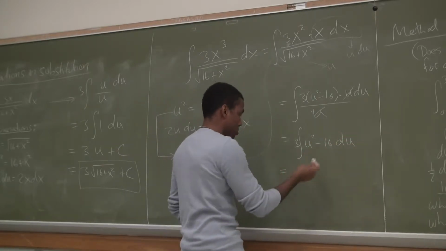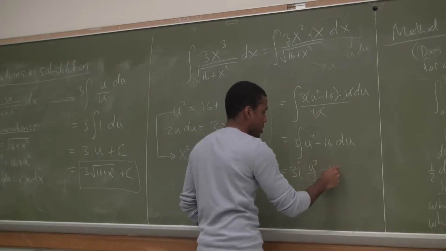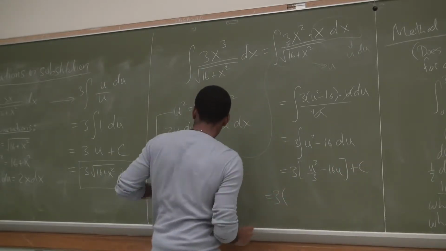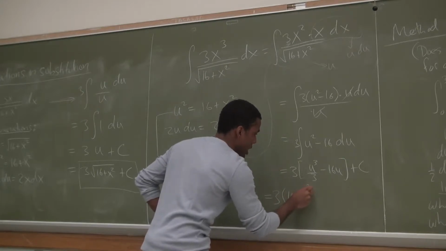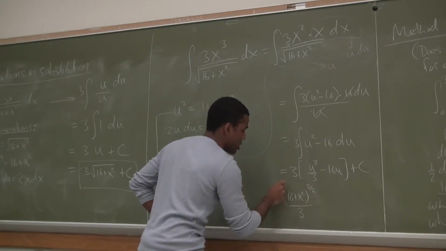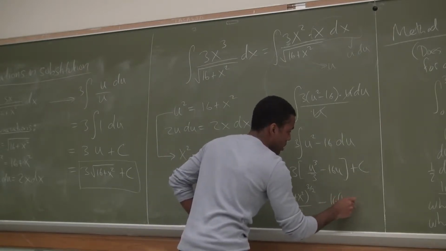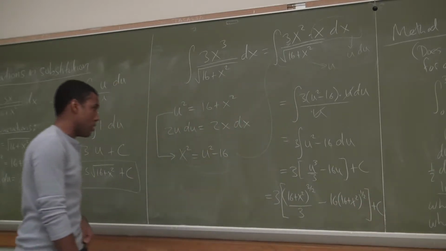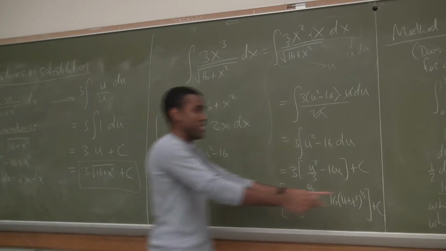And you can integrate that. So this is just u cubed over 3 minus 16u plus c. My u was the radical of this, so this is (16 plus x squared) to the 3 halves over 3, minus 16 times (16 plus x squared) to the 1, plus c. And I can assure you, when you learn trig substitution in Calc 2, I would not finish this problem until way over here.